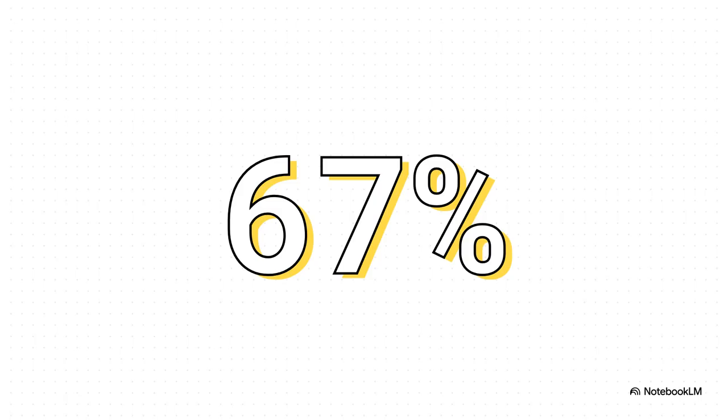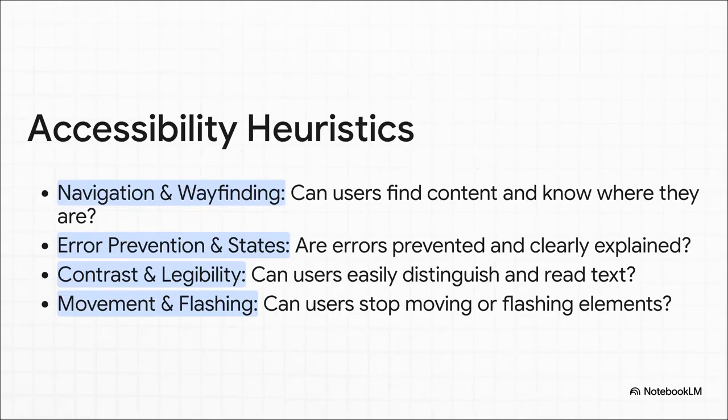I mean, just think about that for a second. That's two-thirds of the problem solved before a single line of code is even written. It saves time, it saves money, and you just build a better product from the get-go. These 10 heuristics, they're kind of like a report card for your design. They cover everything from navigation and wayfinding, can people easily figure out where they are, to error prevention and states. Basically, does the design help people avoid mistakes, and does it clearly explain how to fix them? It's a systematic way to catch those issues early on.